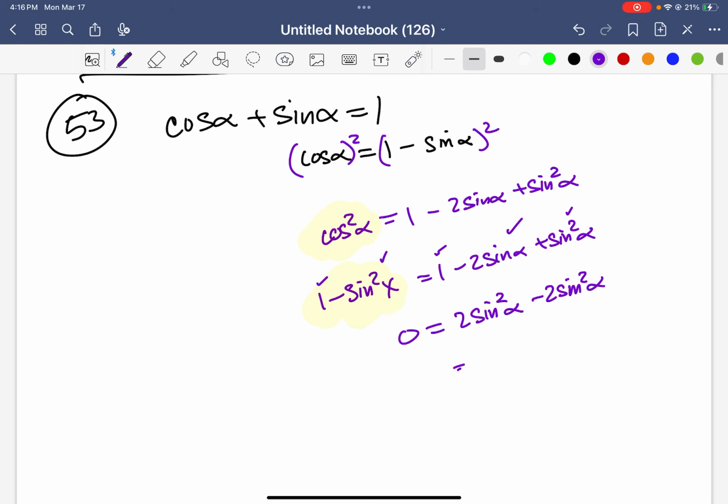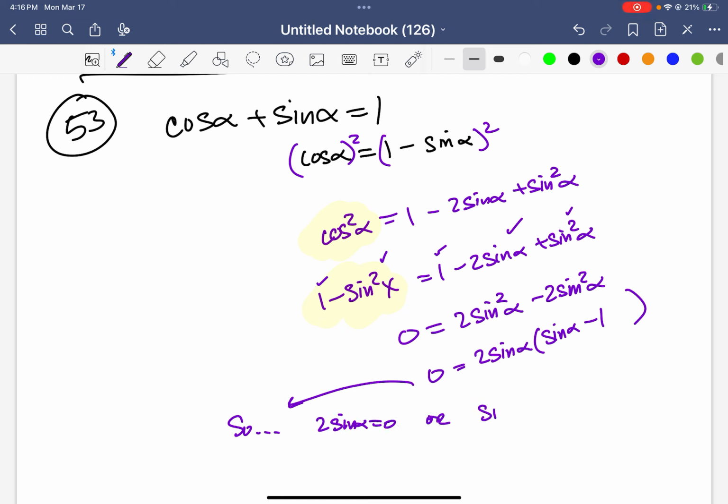So then we remember that we like to set everything equal to 0 and then factor. When you factor, you're going to have sine minus 1 left. So all that's equal to 0. So either 2 sine alpha is equal to 0 or sine alpha minus 1 is equal to 0, which means either sine is 1 or sine is 0.